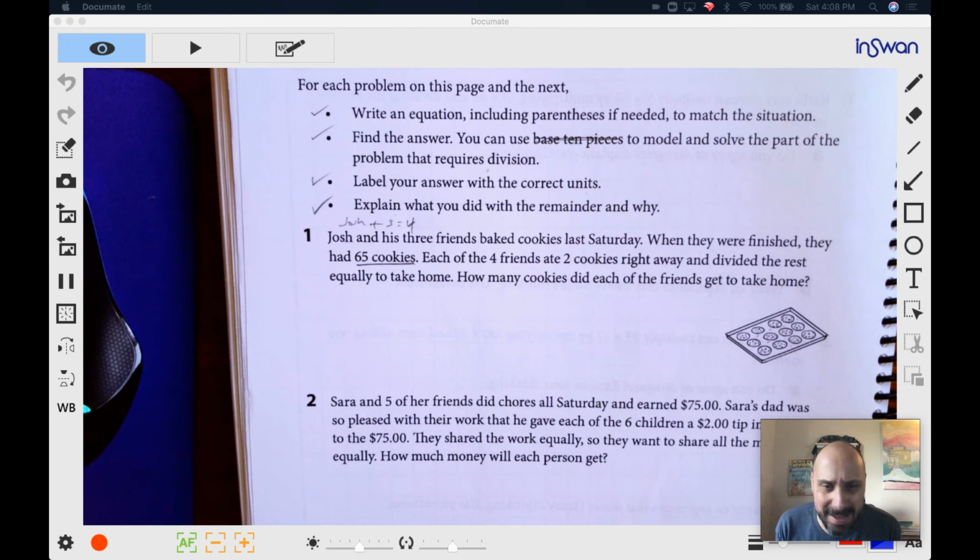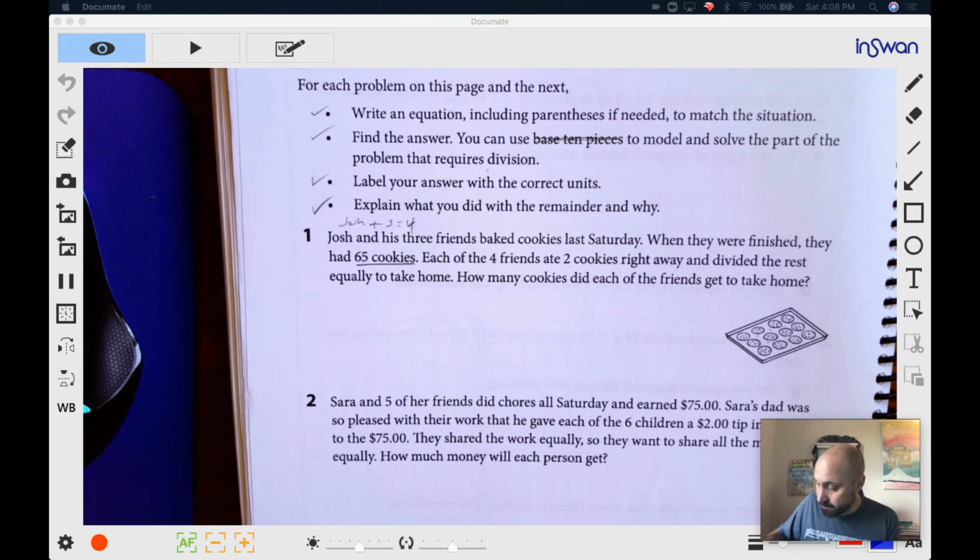But it's not going to be that easy, folks. Here we go. Each of the four friends, so that's Josh and his three friends, ate two cookies right away. All right. So if they ate two cookies and there's four of them, the operation for that would be four times two. So right now we already know they ate eight cookies. Each of the four friends ate two cookies right away and then divided the rest that they had left over equally to take home.